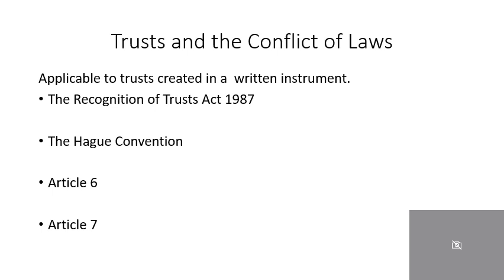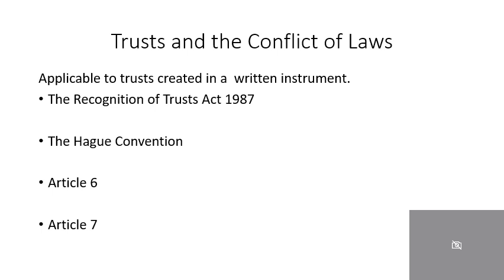Okay, so we start with the Recognition of Trusts Act 1987. This brought into force the main provisions of the Hague Convention on the law applicable to trusts. And the Hague Convention, which was signed in 1985 but came into force in 1992, its purpose is to establish common principles between all member states, meaning all the states who had signed the convention, so that they will recognize the trust as a valid concept.